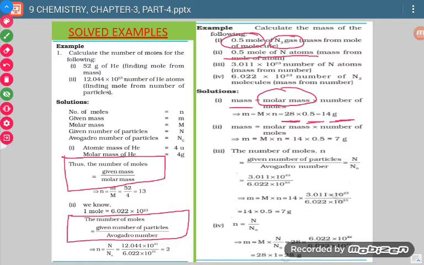Similarly, when we are given only atoms, then we have to multiply with gram atomic mass. So gram atomic mass of nitrogen is 14 and number of atoms are 0.5. Number of moles are 0.5. Gram atomic mass is 14. So mass is equal to 7 gram.